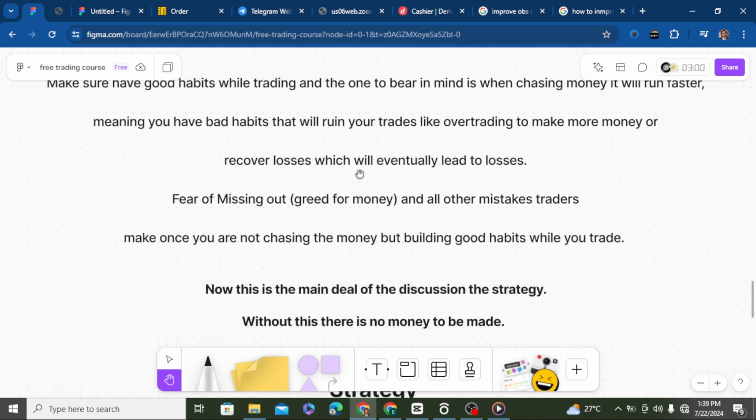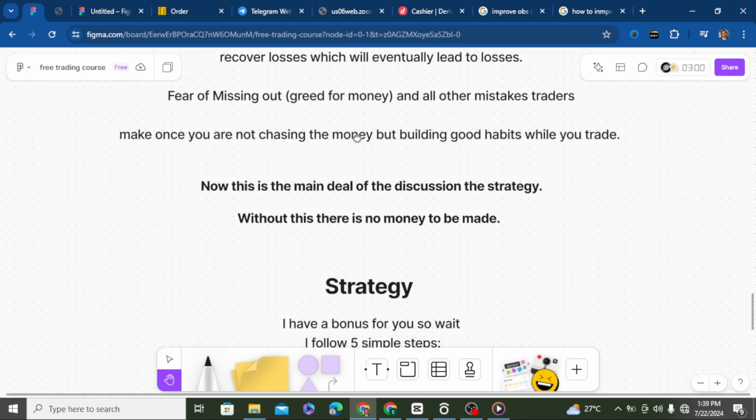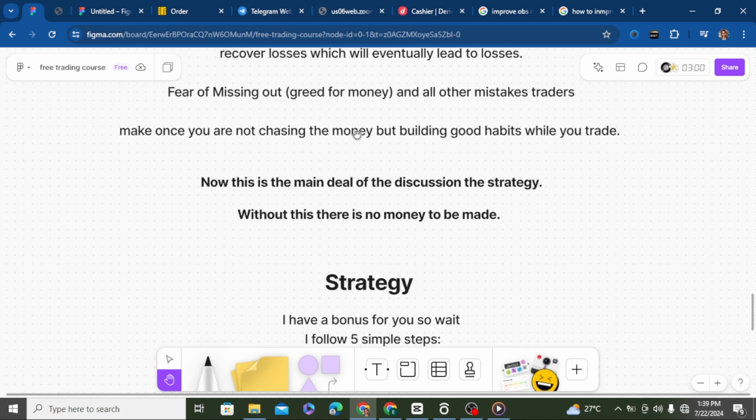Now, the main deal of this discussion: without this, there is no money to be made, straight up. And that is the last part: strategy. Wait till the end, I have a bonus tip. I told you guys, this really helped me cut out all the BS at the beginning of my trading and made my trading so fast. I even started taking my trades one week after I learned this.